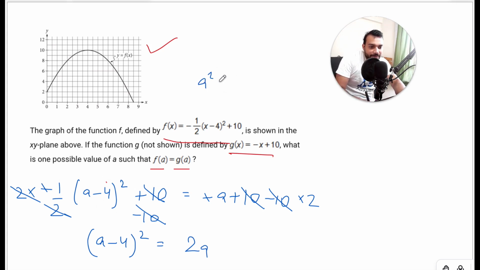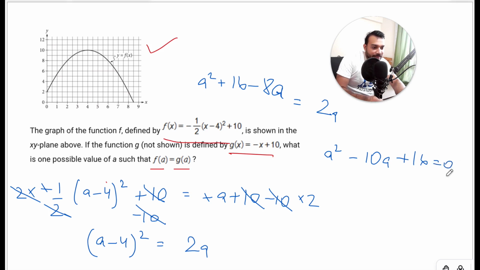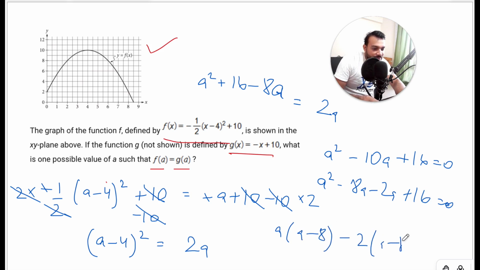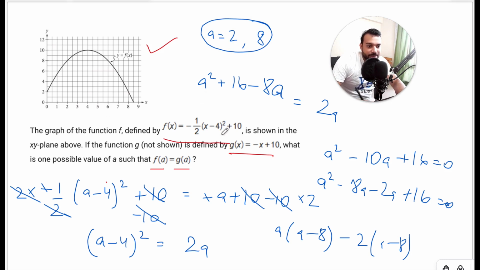A squared plus 16 minus 8a, that's the expansion of a minus 4 squared, is equal to 2a. So a squared minus 10a, if I pull the 2a to the left hand side from the right hand side, plus 16 is equal to 0. 16 is 8 times 2. That's how we'll break it. A squared minus 8a minus 2a plus 16. So you get a minus 8 times a minus 2. So a is equal to 2 and a is equal to 8. Both of these answers are correct for this question.